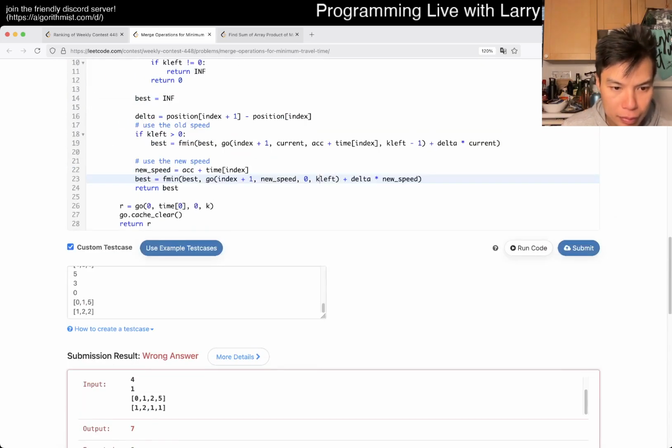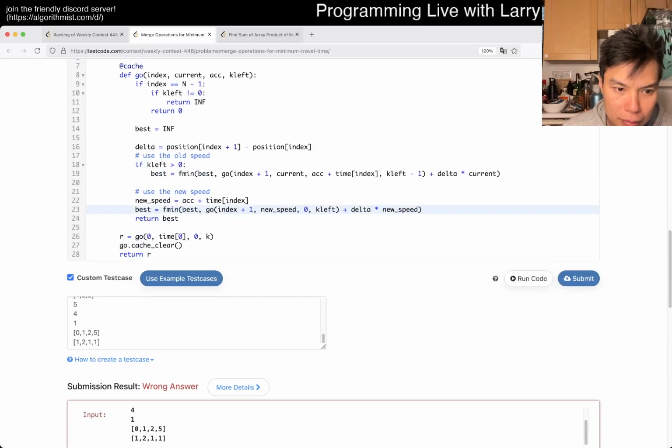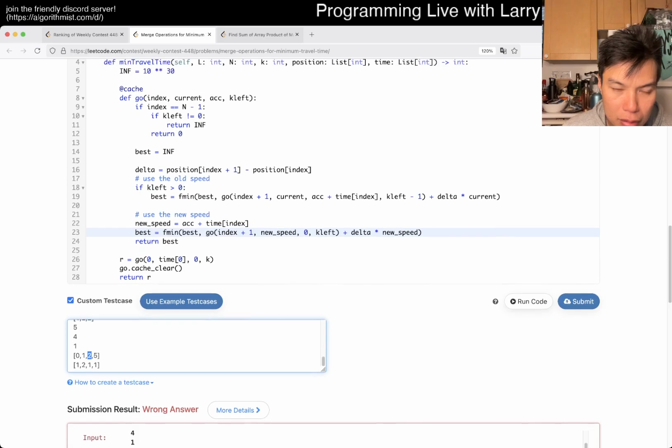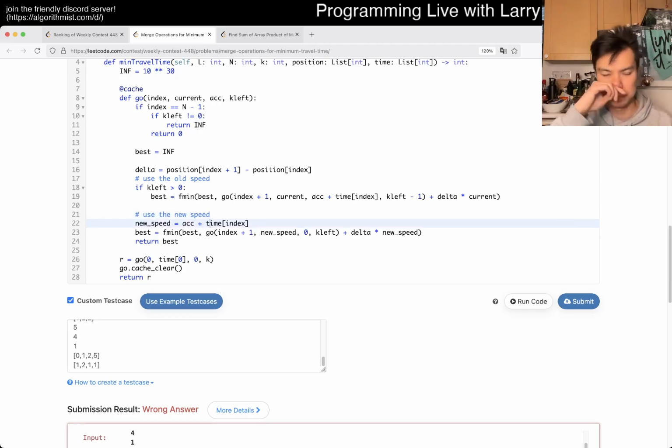I don't know. It should be no speed, and then is this off? No, this should be right. This is more like the previous speed, but okay, whatever.